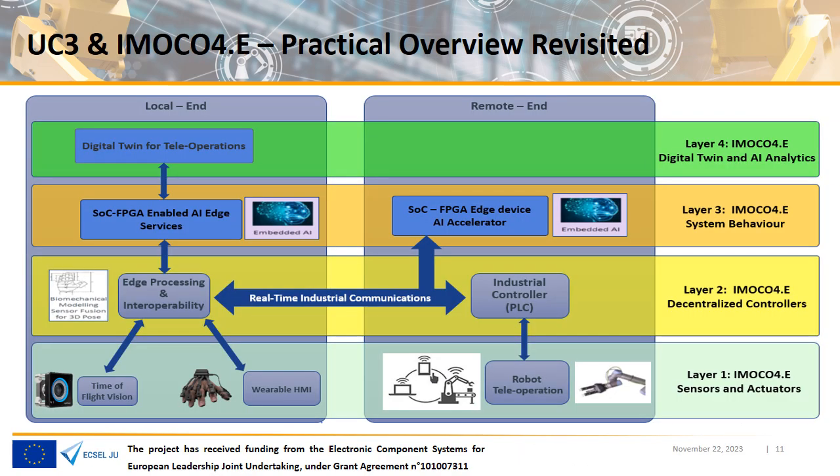This really is a summary. It's referring back to a practical overview of our use case, I suppose in a non-technical way. It's just summarizing the 2 ends, the local end and the remote end. We have got some form of industrial controlling going on here using PLCs and various edge components. And then there's a layer 3, which we see as being primarily embedded AI.